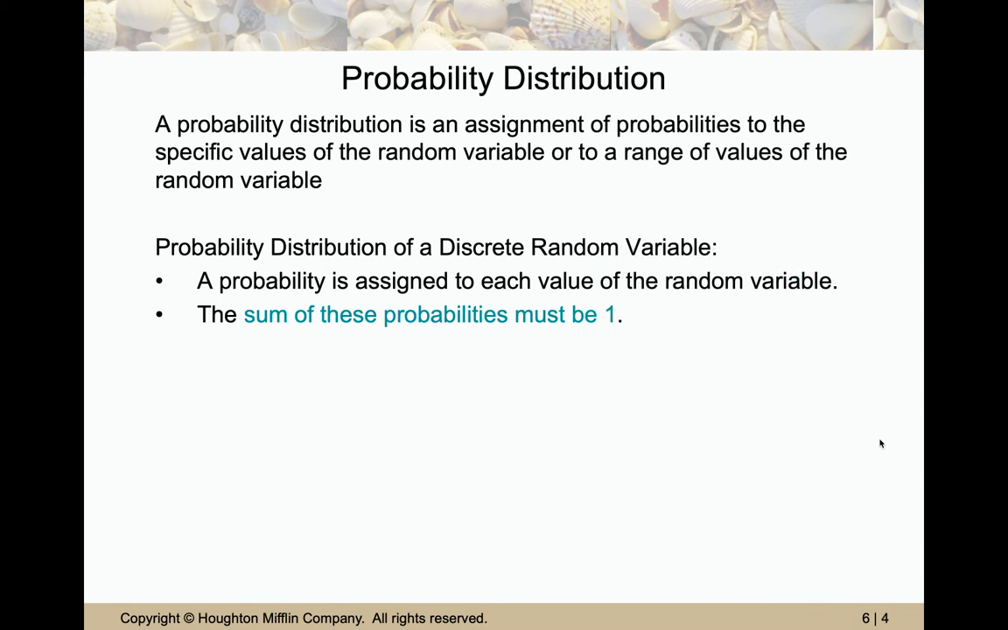A probability distribution is an assignment of the probabilities to specific values of the random variable or to a range of values of the random variable, depending on whether you have discrete or continuous random variables. We are going to focus today on the probability distribution of discrete random variables. Okay, so you have to have all the values of the random variable listed, their corresponding probabilities listed, and the sum of those probabilities has to be 1. If the sum is anything other than 1, then the probability distribution is not valid.